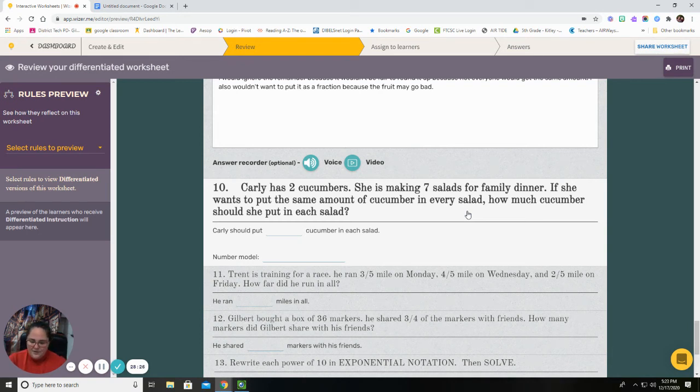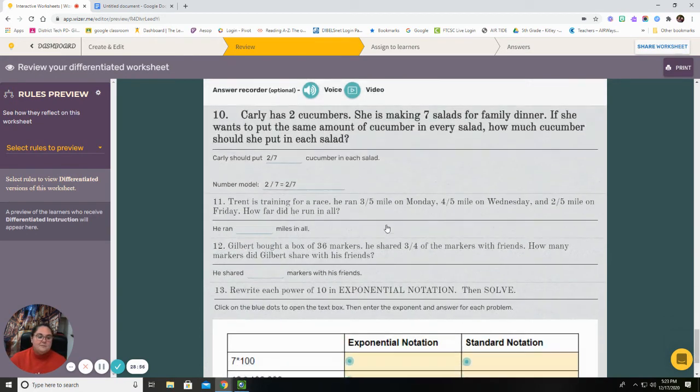2 cucumbers divided by 7. So I said division, and I can't really divide 2 by 7, but I can make it a fraction. What over how? What am I dividing? 2 cucumbers. How am I dividing it? 7 salads. 2 divided by 7 equals 2 sevenths.